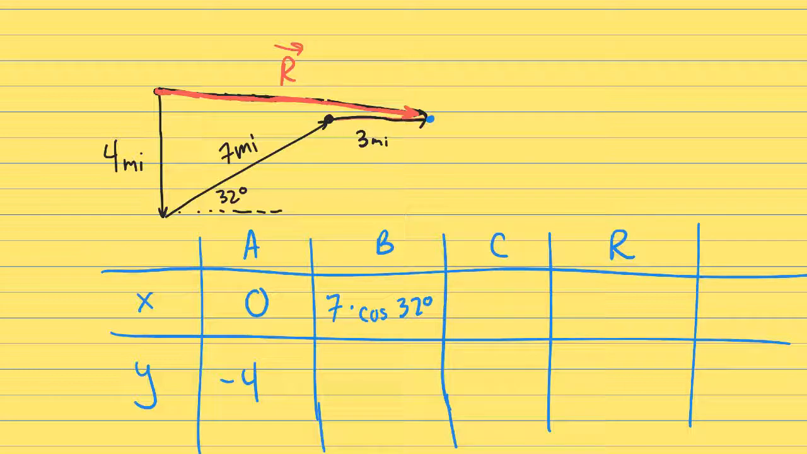Why is that positive? How come the x is positive? Which way are we moving? To the right, and then up. So both x and y are going to be positive for vector B. And this is going to be 7 times sine 32.